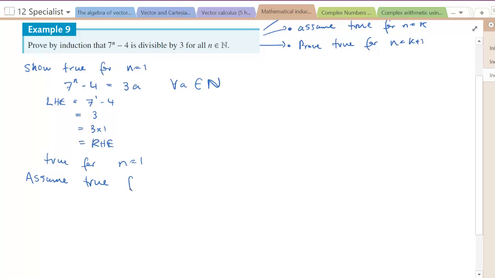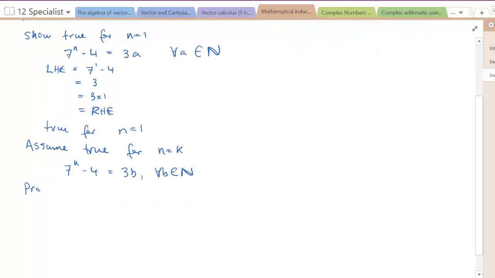Assume true for n equals k. So we've got 7 to the power of k, take 4 is equal to 3b for all values b which are elements of a set of natural numbers. And we want to use this then to prove true for n is equal to k plus 1. So what we're required to prove then is that 7 to the power of k plus 1 take 4 is equal to 3c for all values c which are elements of a set of natural numbers.